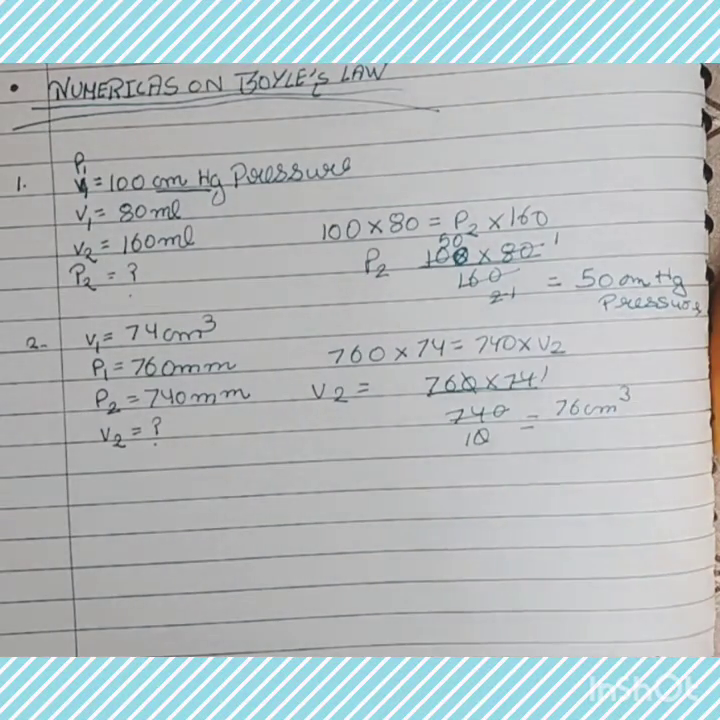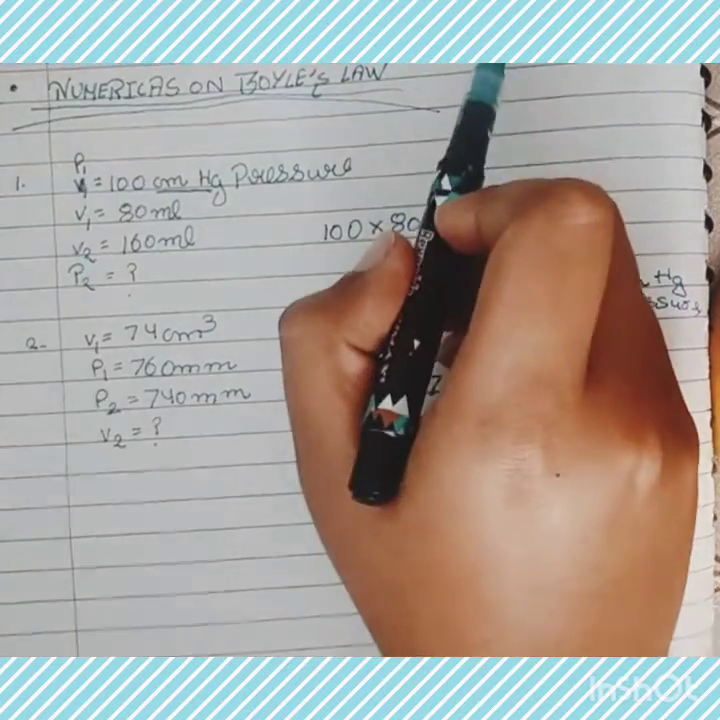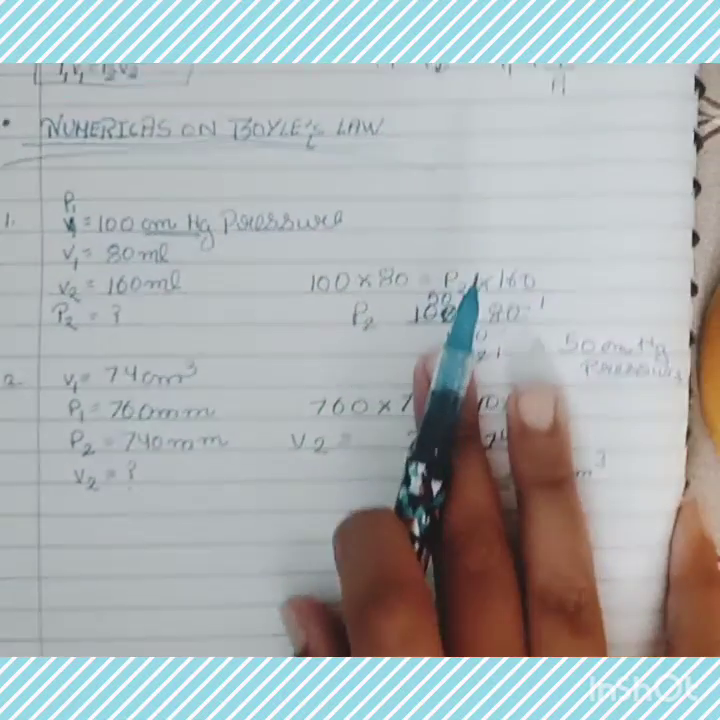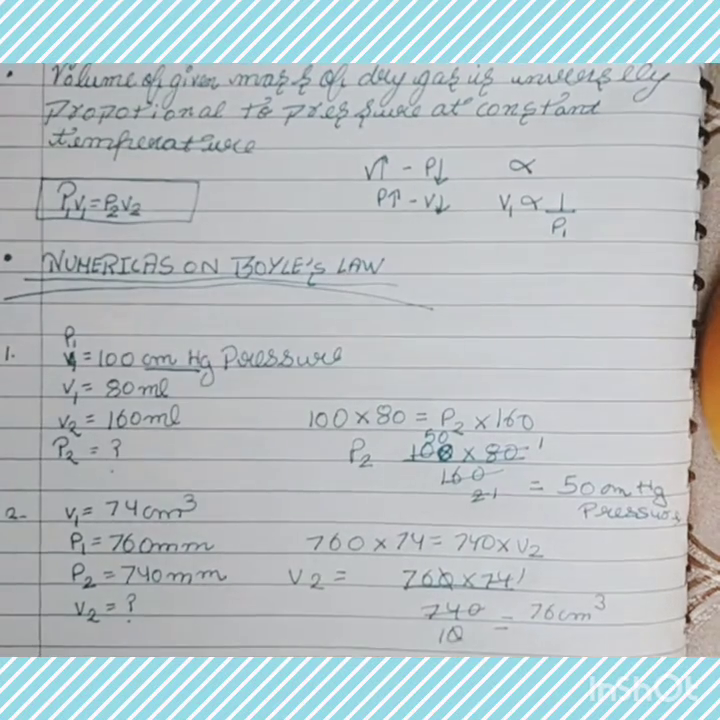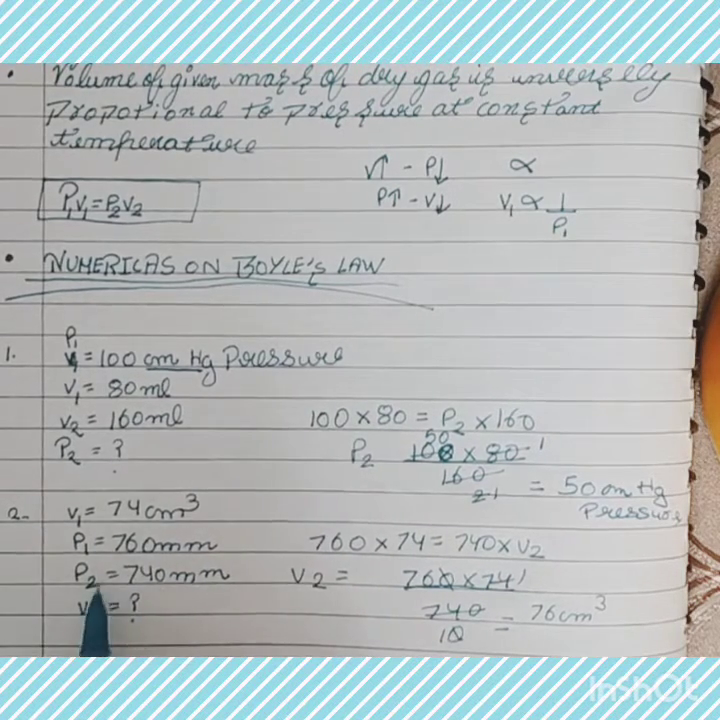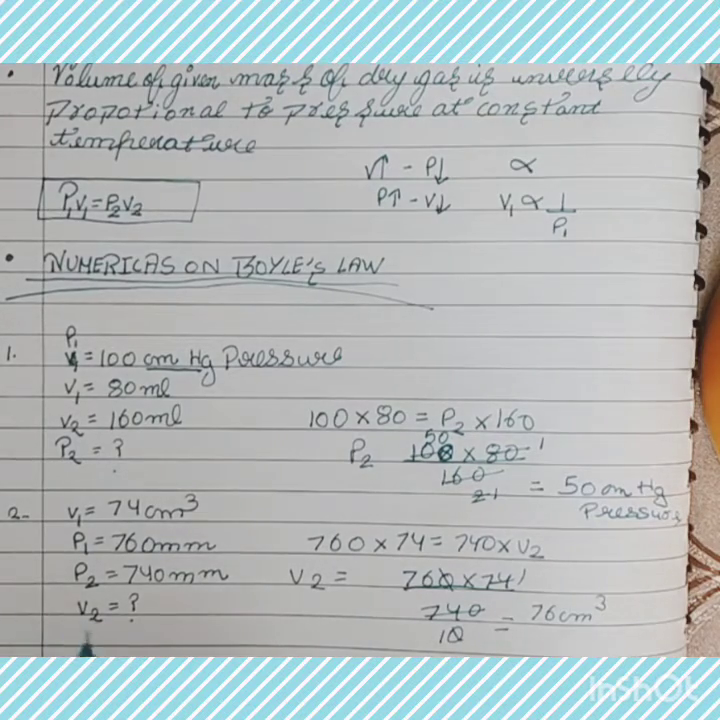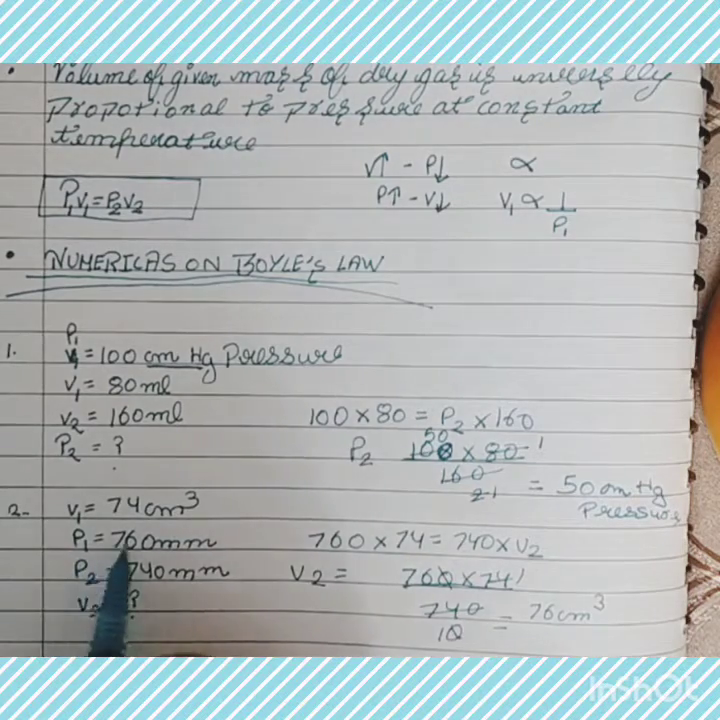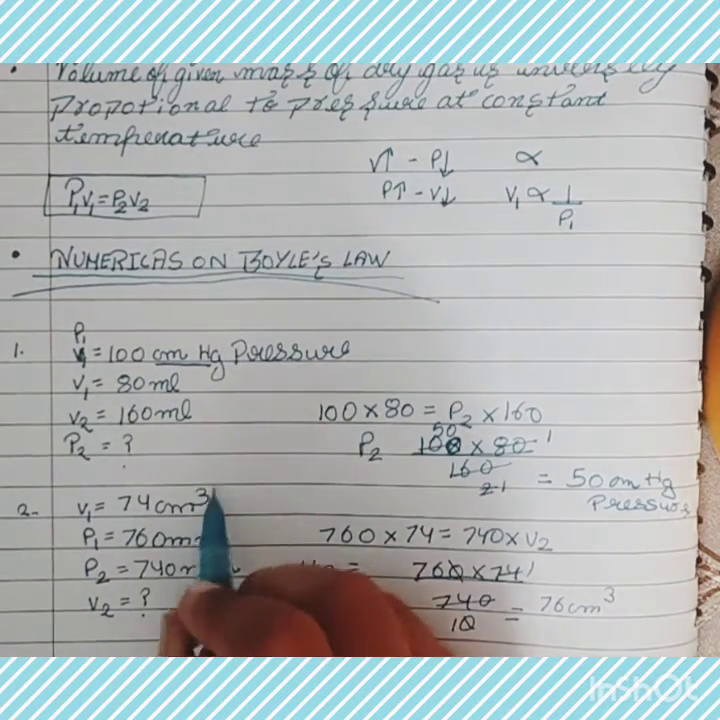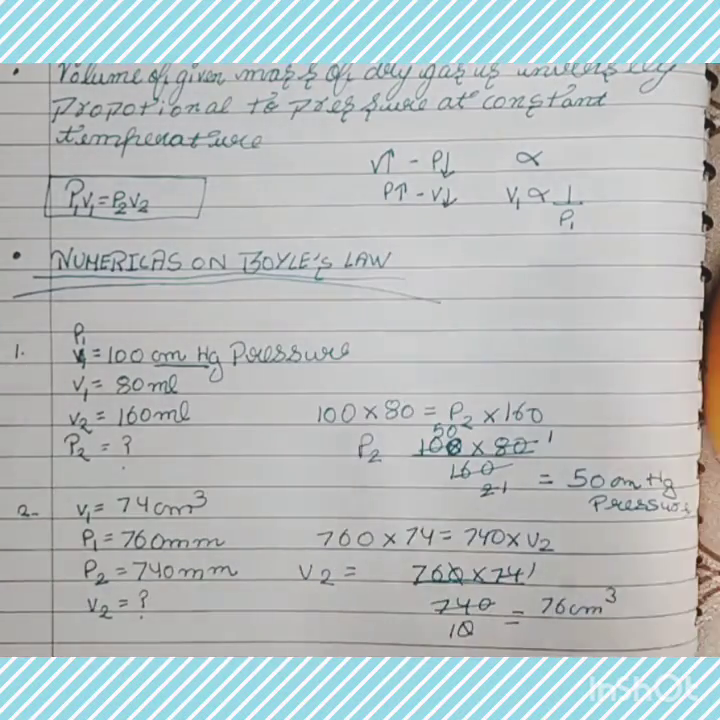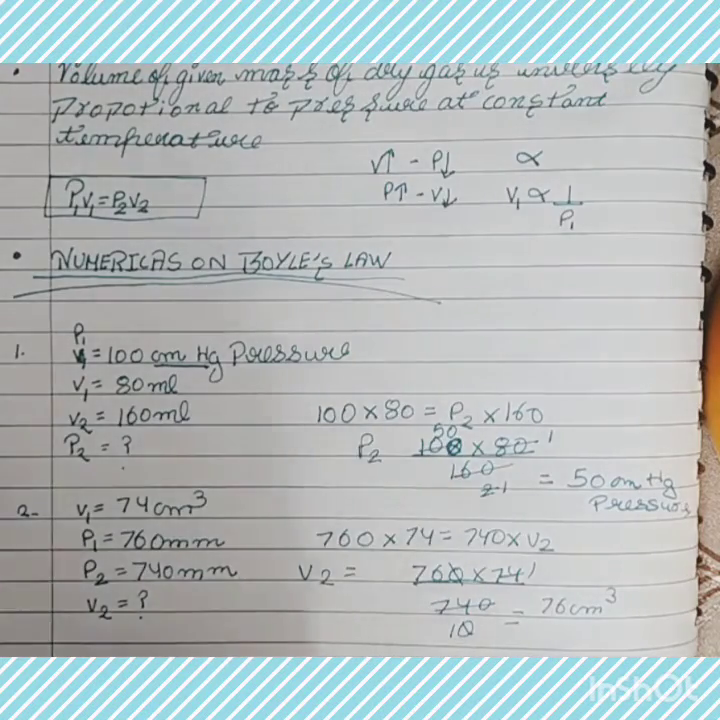You can easily see it. Like I have told you, if volume increases, then pressure decreases. Pressure increases, then volume decreases. As the question said, the pressure is decreased to 740. Pressure is decreasing, then volume will be increasing in Boyle's law. So here we know that V1 was 74 and P1 equals 760. So pressure was decreasing and volume was increasing, and here it is decreasing and this is increasing.